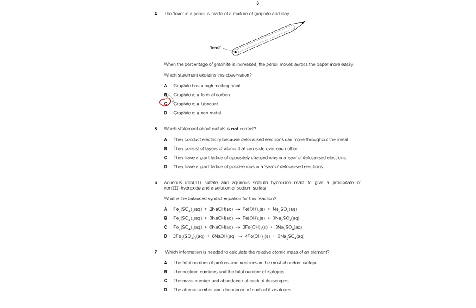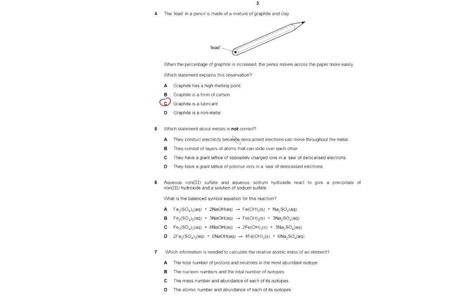Some statements are correct here as well. Graphite is a form of carbon is a true statement. Graphite has a high melting point is a true statement as well. And it's a non-metal, that's true too. But the explanation why the pencil moves across the paper more easily is that graphite is a lubricant.